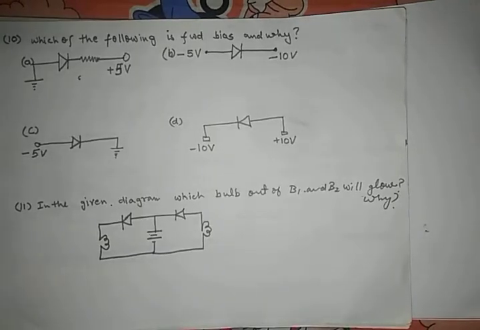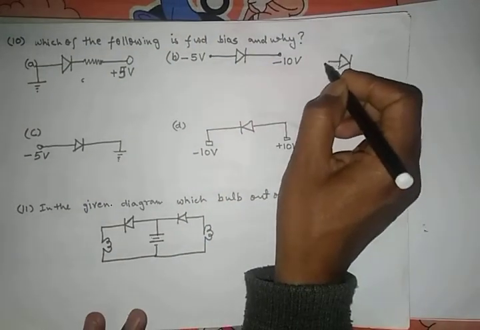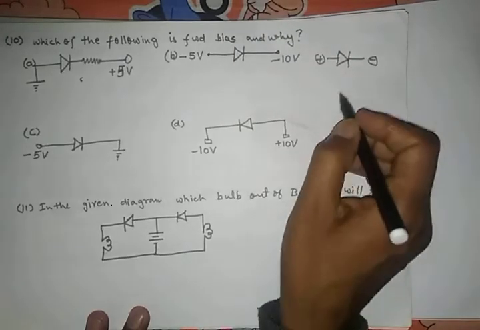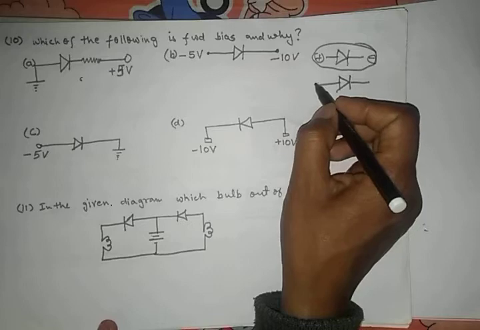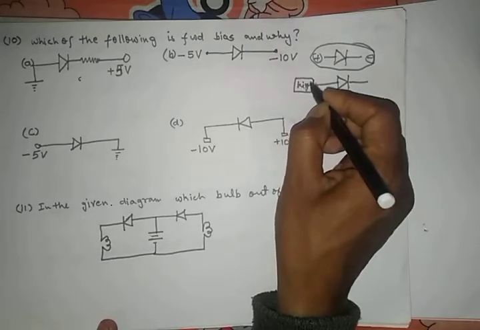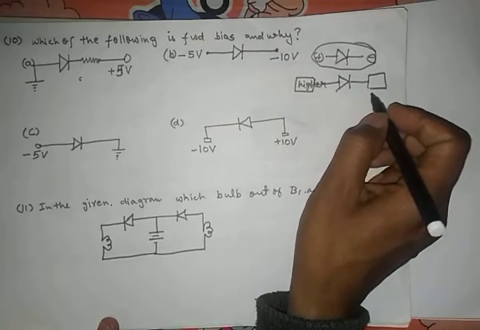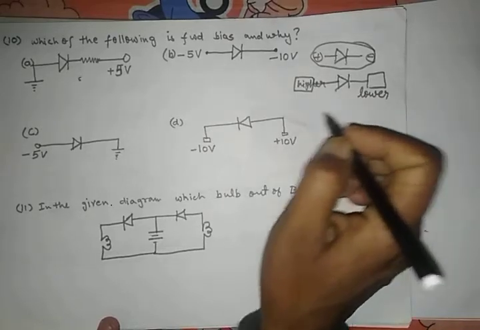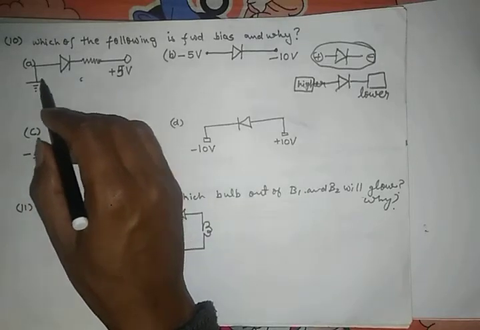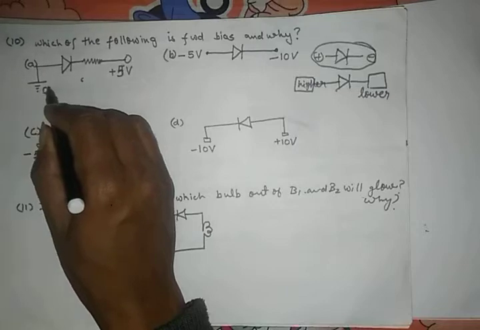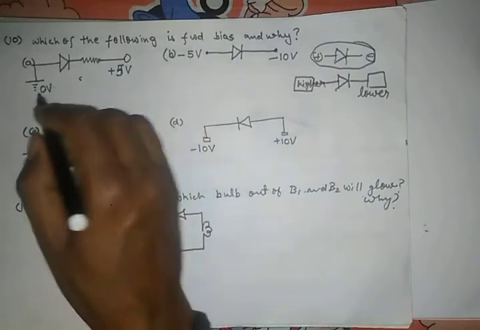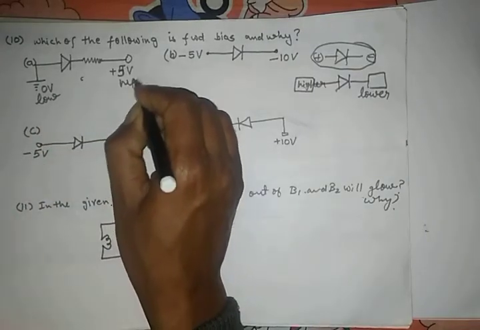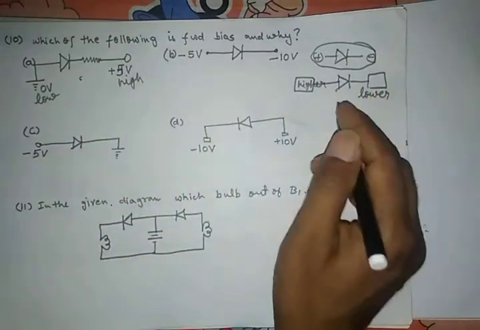Alright, which of the following is forward bias and why? Generally we think that the positive terminal should be connected to positive and the negative to negative. No, this is not the complete explanation. Forward bias means the P region must be connected to higher potential and the other terminal to lower potential. And here P is connected to 0 volt, this is earthing, and this negative is connected to positive, that is higher. This is low, this is high. So this was for forward bias.